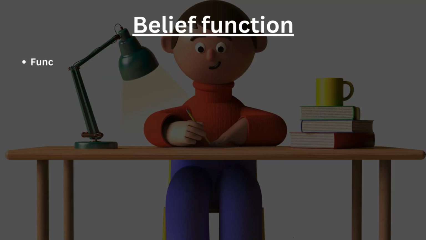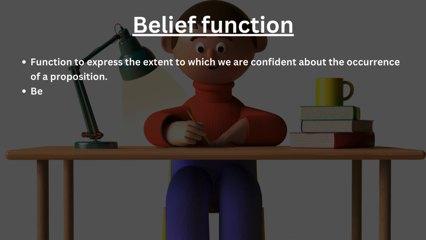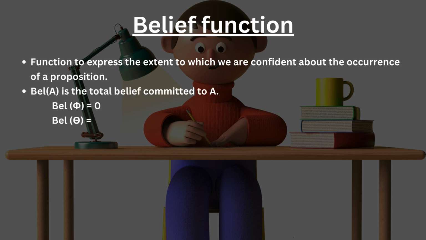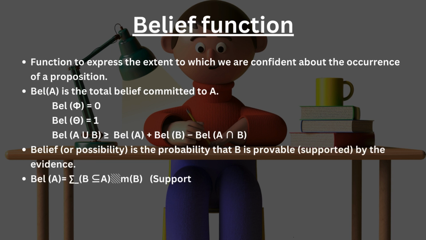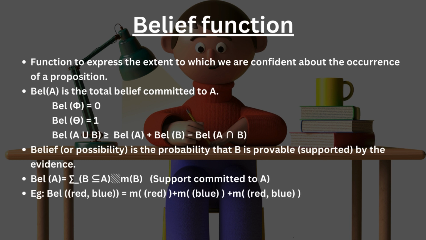So, the belief function is a way to express how confident we are about the occurrence of a proposition. For example, if we are trying to guess the color of a car, belief in red might express how confident we are that the car is red. Belief in A represents the total belief committed to the proposition. Example, suppose A is a proposition that the car is red, then belief in red tells us how confident we are in this statement.